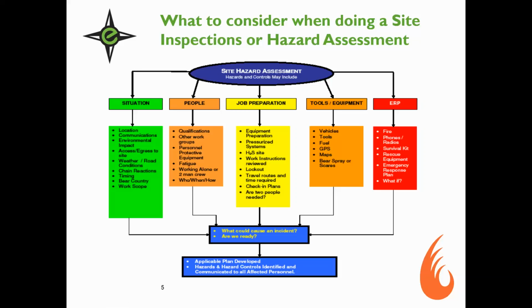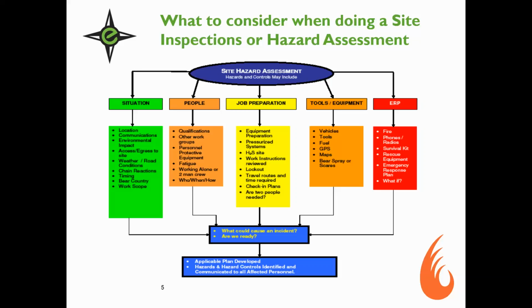Job preparation, you're looking at equipment preparation, whether you've got an H2S work site or not, whether the pre-job instructions have been reviewed, procedure manuals are being followed. These are types of things that you want to look for when you're doing an inspection and concerning yourself with the preparation for the work being done. Tools and equipment, you're just looking for whether they have the proper tools, whether they're damaged. Do the tools match the work?